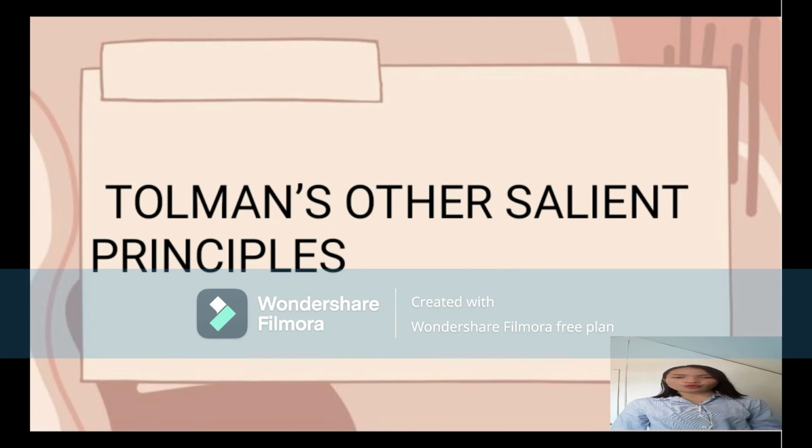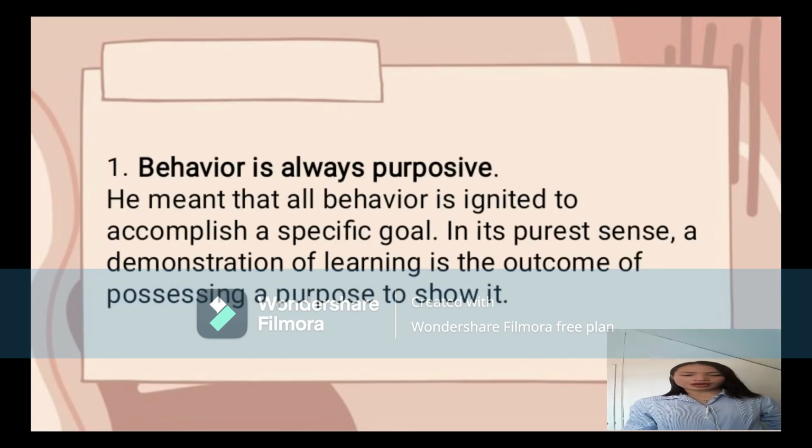Now, we are going to tackle Tolman's other salient principles. The first one is behavior is always purposive. He meant that all behavior is ignited to accomplish a specific goal. In its purest sense, a demonstration of learning is the outcome of possessing a purpose to show it. Therefore, learning is always purposive and goal-directed. Tolman asserted that learning is always purposive and goal-directed. He held the notion that an organism acted or responded for some adaptive purpose.